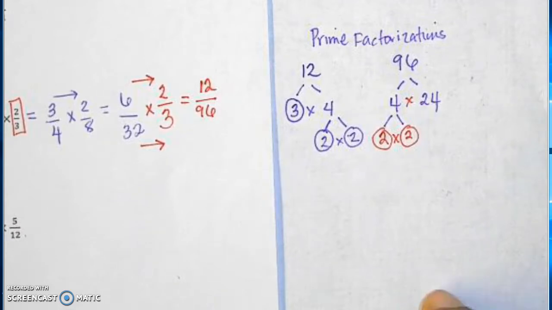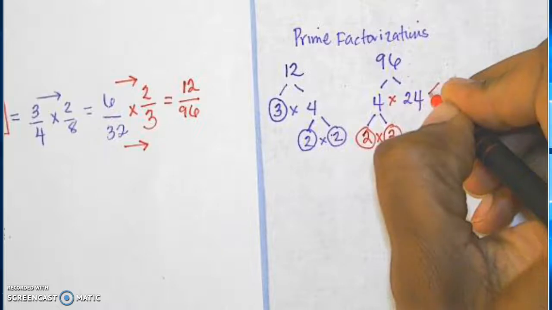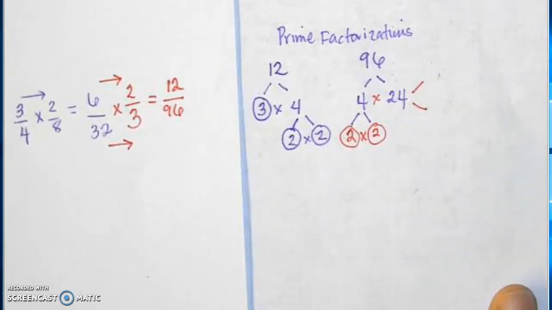Then 24. What numbers can I multiply to get 24? I'm going to go sideways with my tree because I'm running out of room. I can multiply 2 and 12.